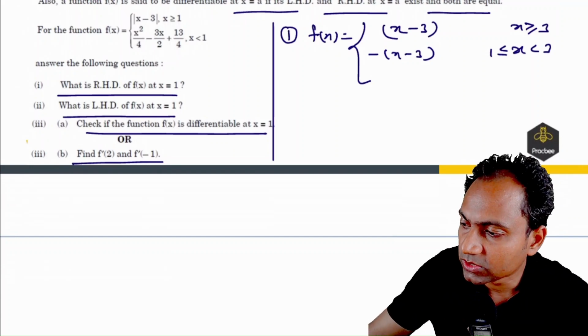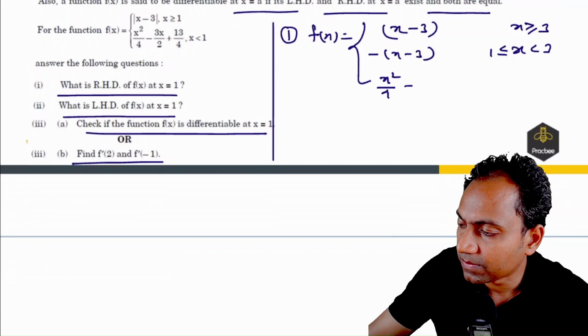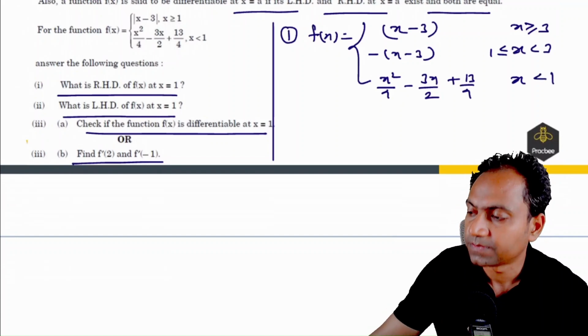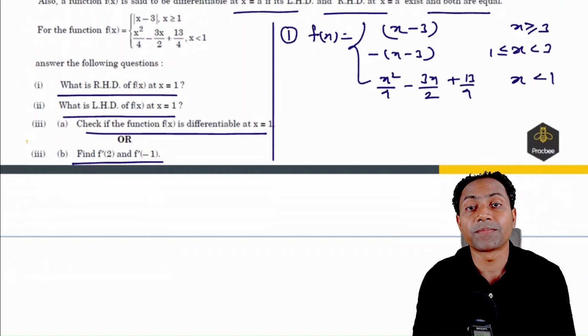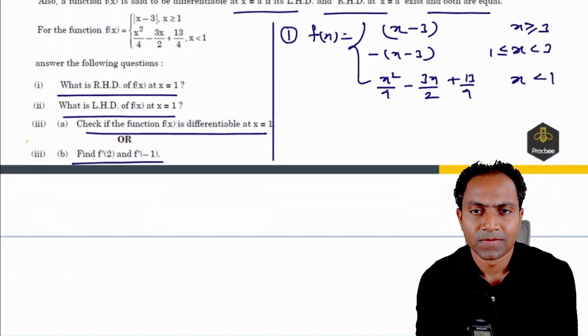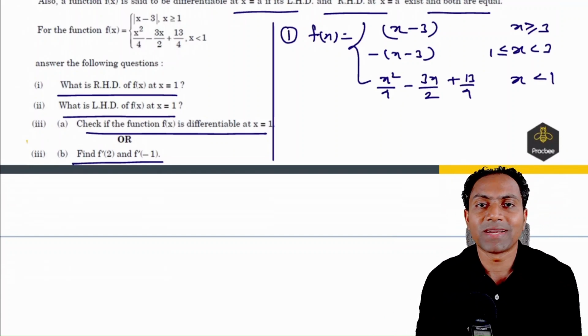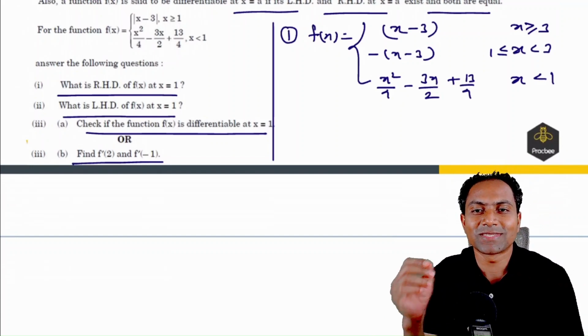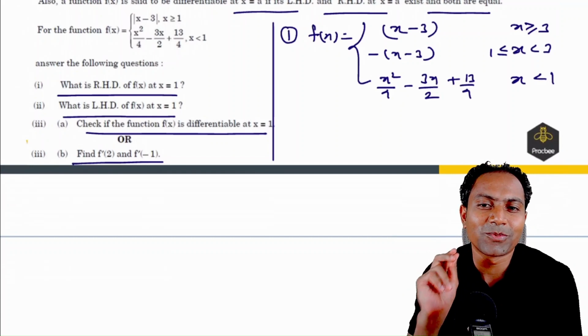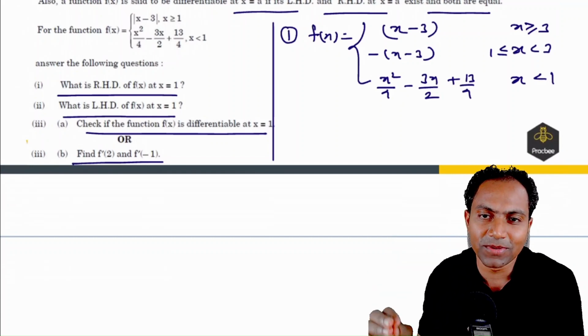And the rest of the function is given to us: x square by 4 minus 3x by 2 plus 13 by 4 for the values of x smaller than 1. This is what I have done: I have reinterpreted, or removed, the modulus sign. This is a very important step, because by taking this step, the modulus that would cause a lot of problems for you is already gone. This has become a simpler question now.